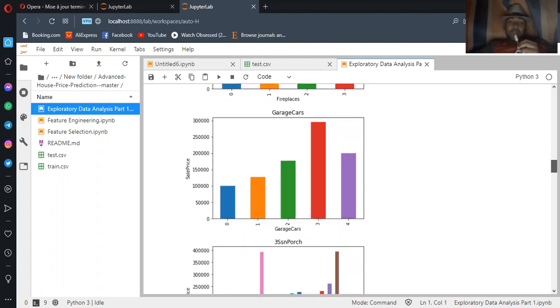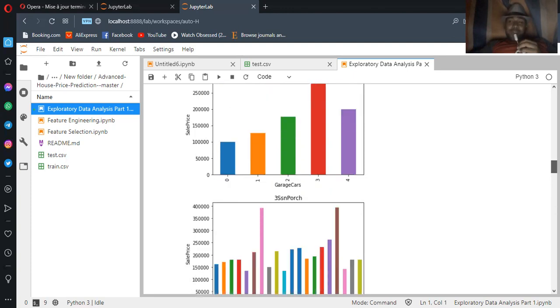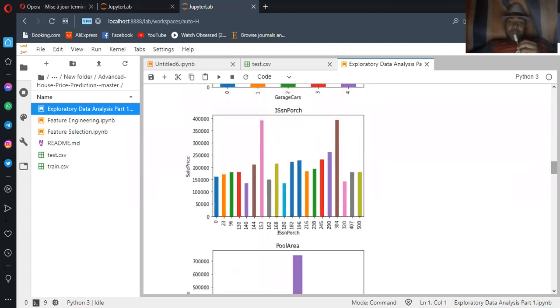So if we continue, we have garage cars. That means how many cars the garage holds. Also, we have a second feature that is clear. If you look, we have three garage cars. That means those houses will be expensive. If someone has a house with a three-car garage, it means they are a fat cat, a rich man.